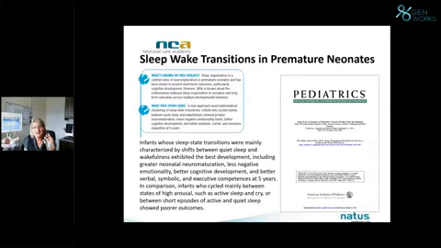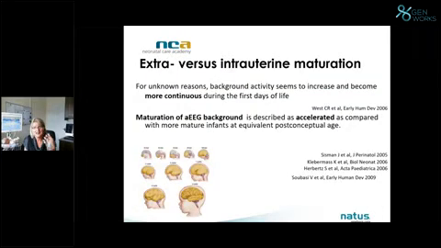Now, the other thing that is interesting is extrauterine versus intrauterine maturation.